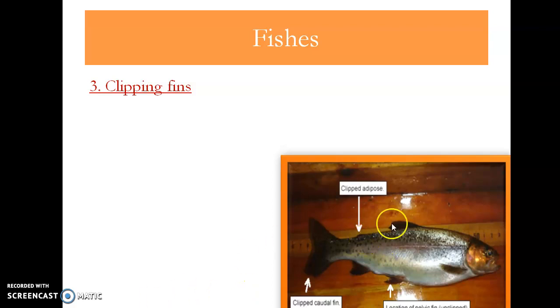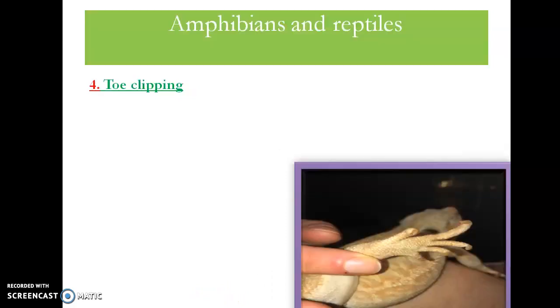Here you can see in this picture that its fins are clipped. The adipose fin is clipped over here, and apart from that, you can see that the caudal fin is also clipped here. So in this method, the fishes are generally marked. Then come the amphibians and reptiles.